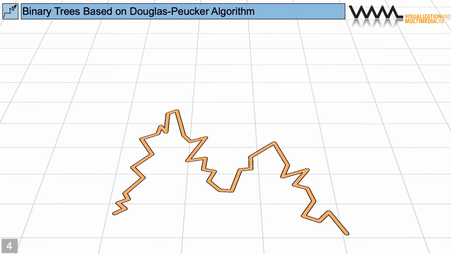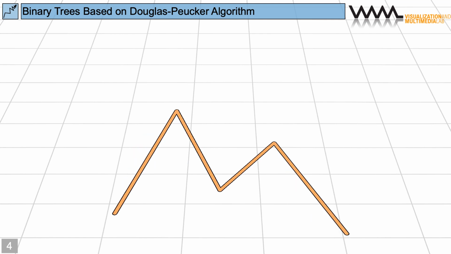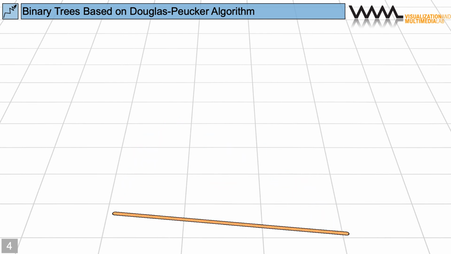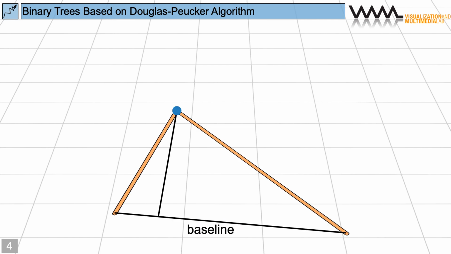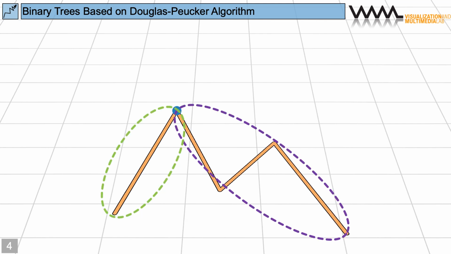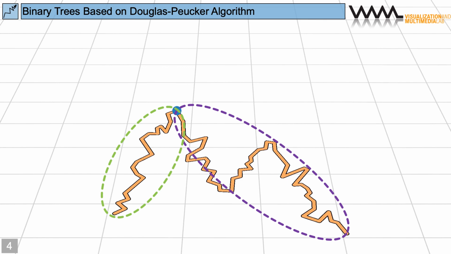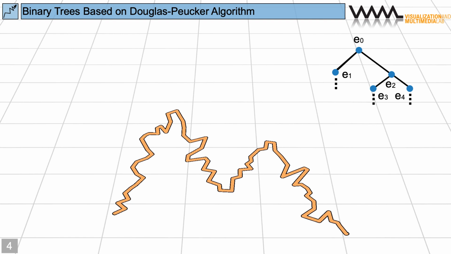Our algorithm is based on Douglas-Peucker line simplification. For each line, we start with the most simplified version of the line. Then we add the point with the largest distance to the baseline. This distance is denoted as error. This point divides the line into two parts. For each part, we apply the same procedure, and in the end, we have a binary tree with nodes that represent points and their corresponding errors.